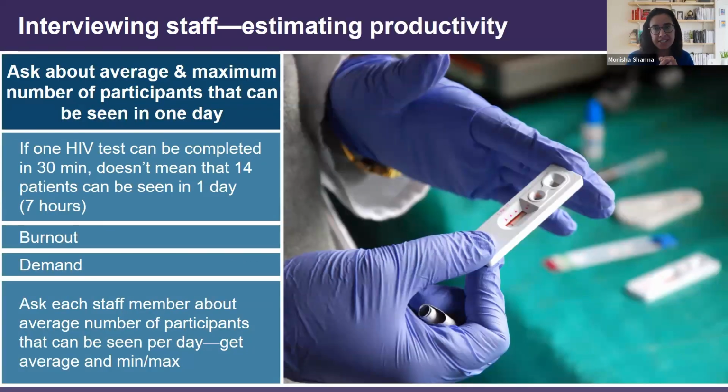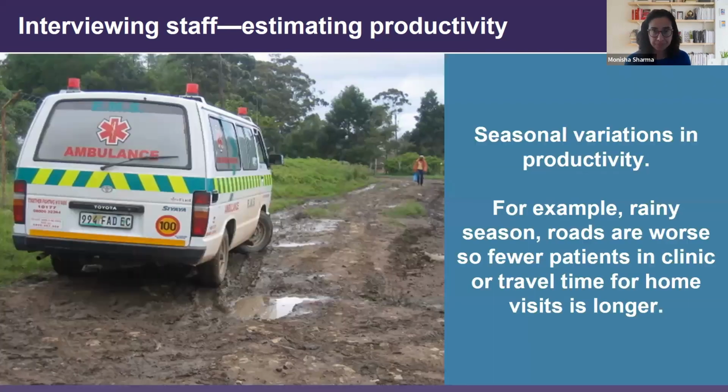Another thing to keep in mind with time and motion is that your time to do something doesn't linearly scale across the day. Just because you can do one HIV test in 30 minutes doesn't mean that you can see 14 patients a day. There's burnout, there's demand, there's breaks and idle time that you might need. So in addition to taking the time and motion to inform productivity estimates, you should also interview staff and ask them about what they think the maximum is that they can do per day. And then again, asking about seasonal variation, for example, rainy seasons.